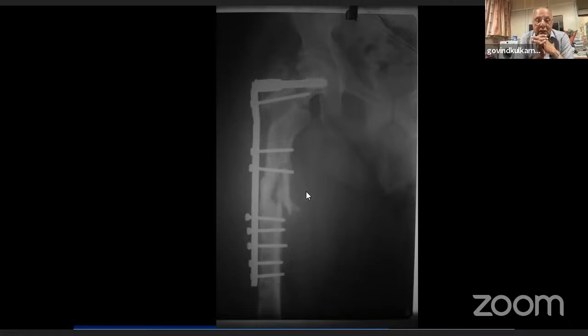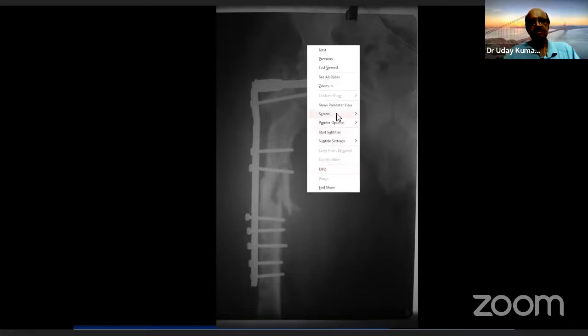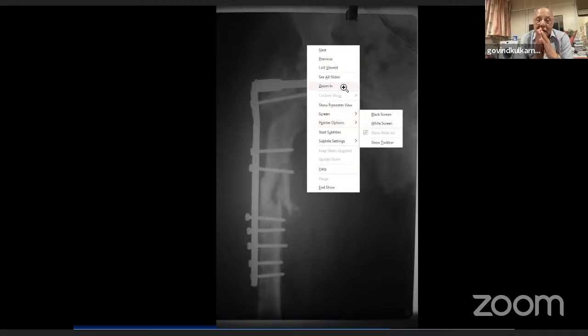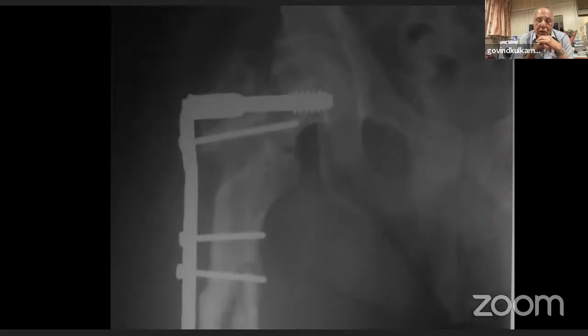So, if infection is not there, then there are two things. One, if he is walking, if he has no pain at the site and there is no tenderness, if clinically the patient is okay, then you must wait and watch. If the patient has got pain on walking, tenderness, then it is worthwhile revising.